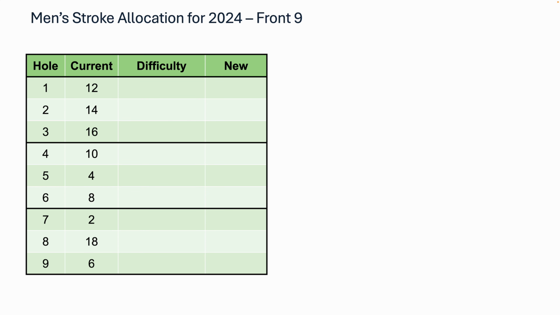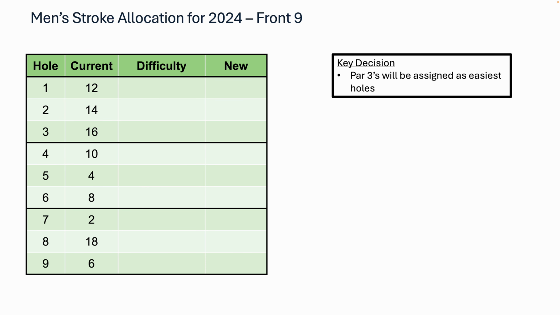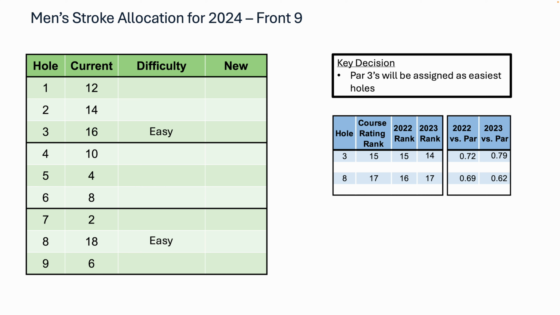So let's start with allocation on the front 9. Here's our front 9 and the current stroke allocation across those holes. We made one key decision to start: we wanted to assign the easiest holes to the par 3s. The reason is we did not want to have too many strokes given on a par 3, and that's the way our current scorecard is also. So by doing that, hole 3 and hole 8 are considered easy holes. Then we looked at the data, and based on the data, 8 is easier than 3. And so we ended up keeping the same stroke index that they had currently, 18 and 16 respectively.